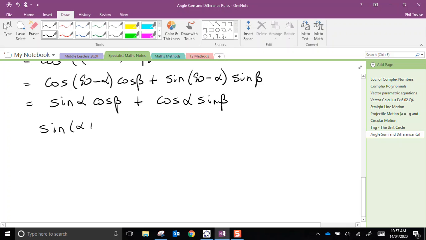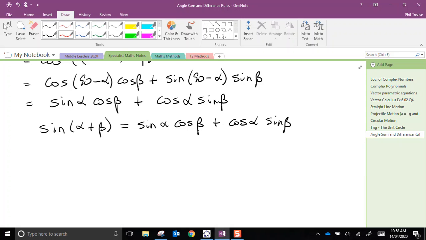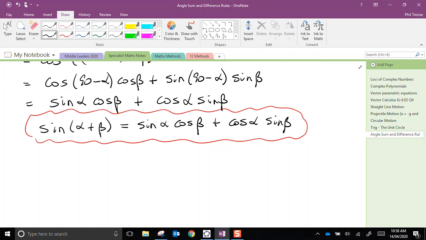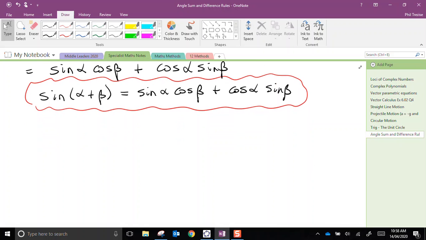The sine of alpha plus beta equals sine of alpha cosine of beta plus cosine of alpha sine of beta. There's a third rule, which is very handy. Now the last one would be for the sine of a difference between two angles.